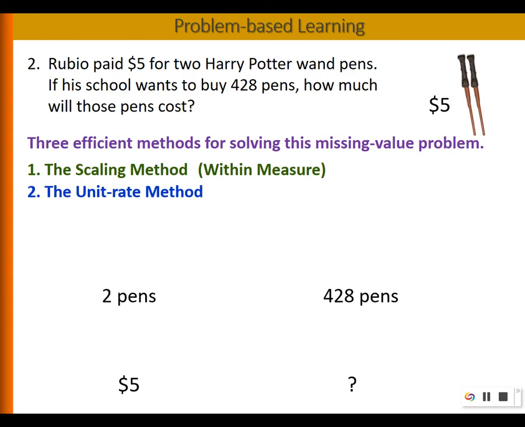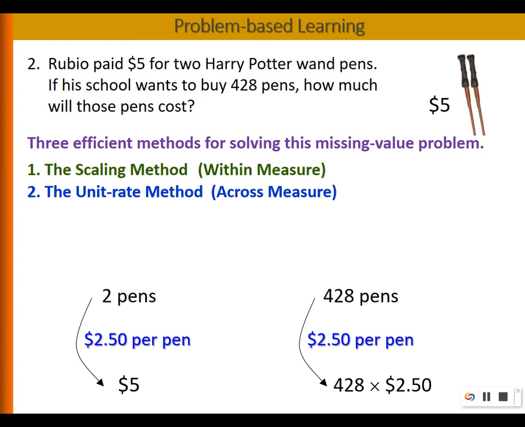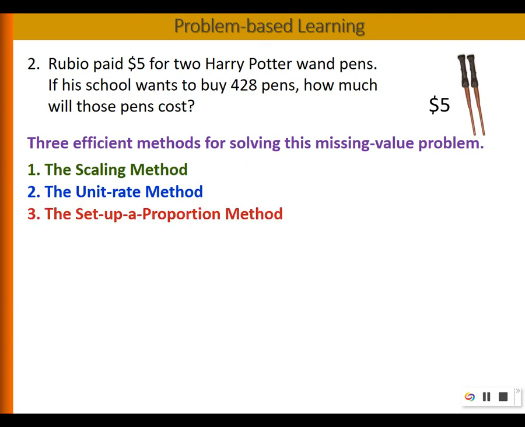Now another way is to think about a unit rate. 2 pens cost $5. I'm trying to relate the 2 pens with $5. One way to relate is to find the unit cost. How much will 1 pen cost? Which is $2.50. If you know a pen costs $2.50 and I need to buy 428 pens, all I need is to multiply 428 by $2.50. So this is the so-called cross-measure type of solution. We are relating across measures, pens and dollars.